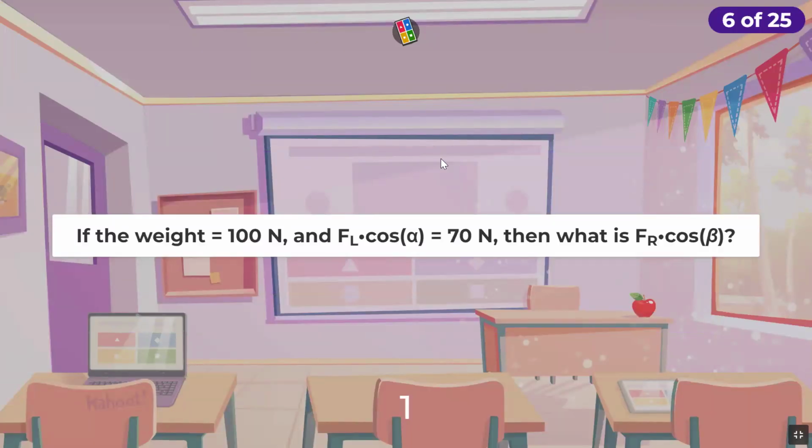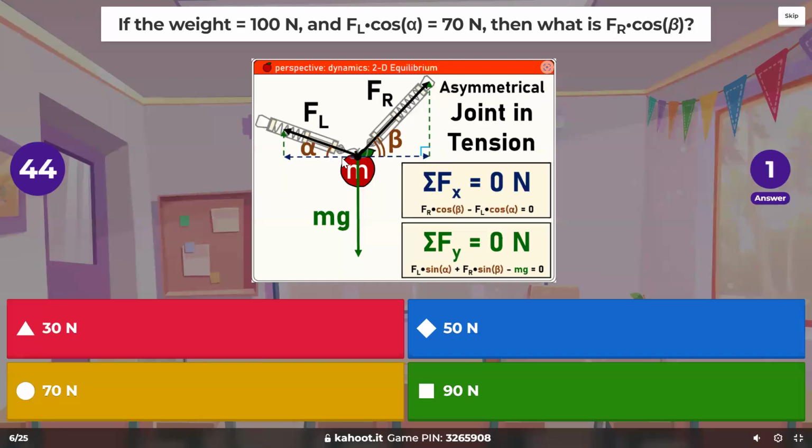All right. Another one of these. This time, this left component, FL cosine alpha, that's how much to the left. Let's call that 70 newtons. Then FR cosine beta, that would be how much this one pulls to the right. So if left is 70 newtons, then what is the right component equal to?